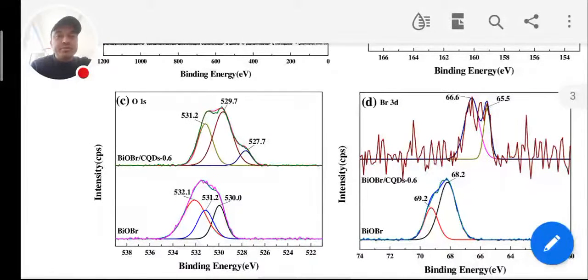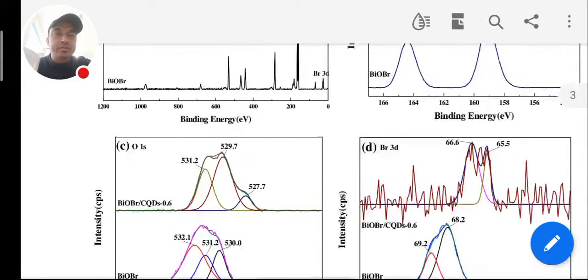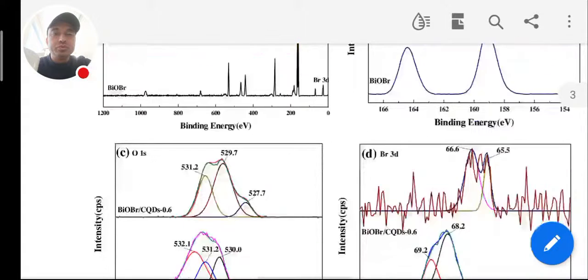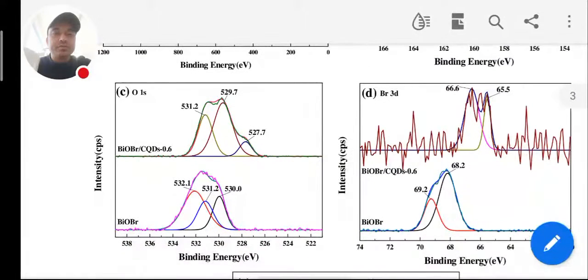We can observe the energy is minimized. The peak values also decrease after combination, and here also with the combination of carbon quantum dots, the values decreased in the carbon quantum dots and BiOBr. So 532.1, 531.2, 530.0, and these values were decreased in BiOBr carbon quantum dots to 527, 529, 531.2.